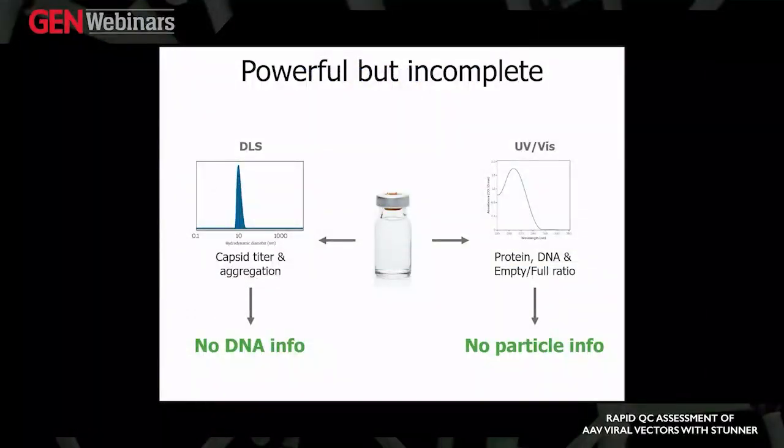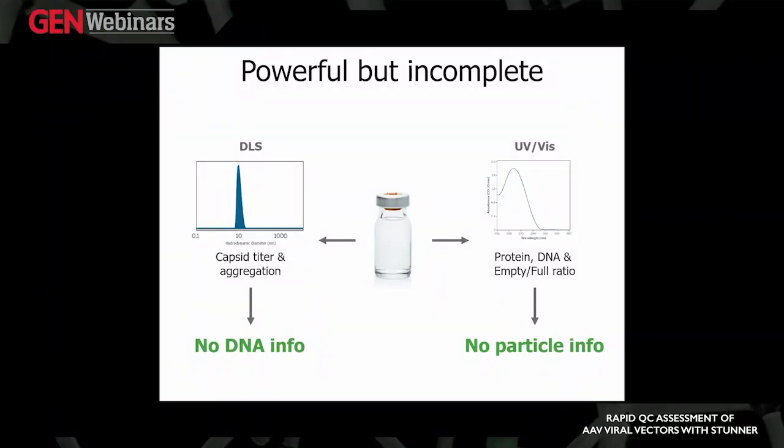Thanks. Let me start by first focusing in on two technologies, DLS and UV-Vis. Each of them tells a part of the story for AAV characterization. DLS gets you info on capsid titer and aggregation, but can't say anything about what's happening with DNA. On the other hand, UV-Vis gets you the total amounts of protein and DNA, and can link those to empty-full ratio, but doesn't give you any info about if any of this is contained in capsids. Each gets you valuable info, but neither tells you everything. So what if you could combine them to get a whole story?